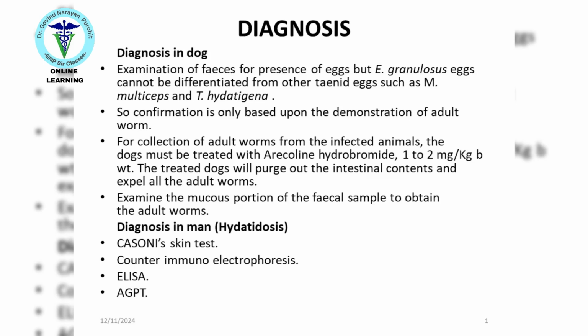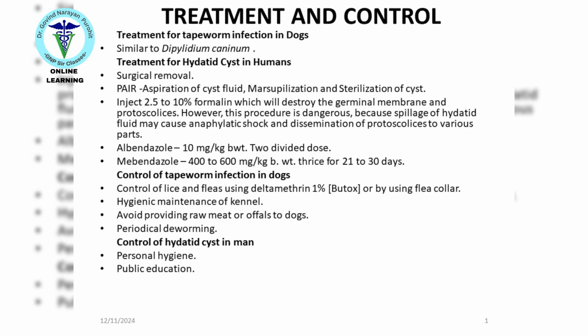Diagnosis of Echinococcus granulosus in dogs involves examining feces for eggs, while in humans, various tests like Casoni's skin test and ELISA are used. Treatment in dogs includes the use of arecoline hydrobromide to expel adult worms. Treatment and control of tapeworm infections in dogs and humans involve various methods, including surgical removal, medication, and maintaining hygiene. Public education is crucial to prevent infections.